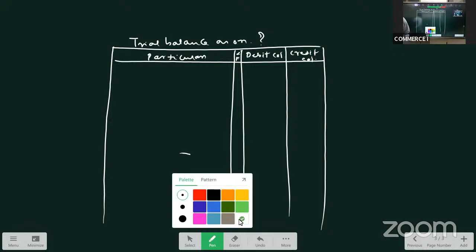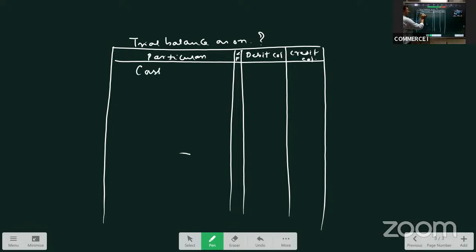So take question number 9. First item is cash. Cash is an asset. I said all the assets are to be shown in the debit column, so I'll take 24,000 in the debit column. Then sales. Sales is a revenue, an income. Incomes are kept in the credit column, so I'll write it in the credit column.